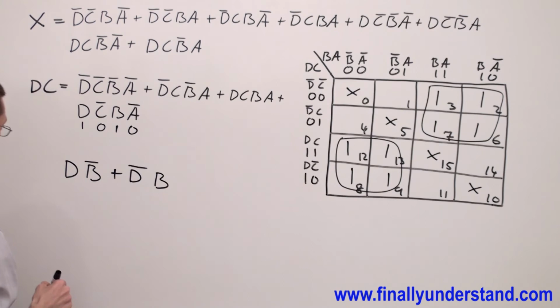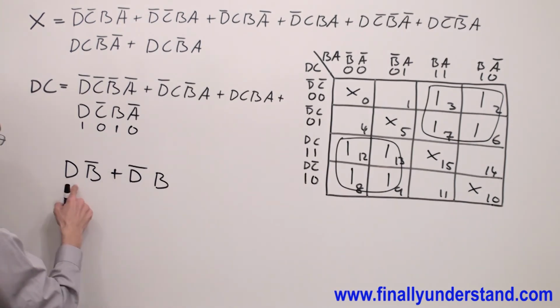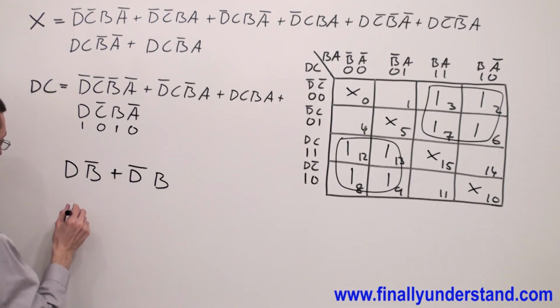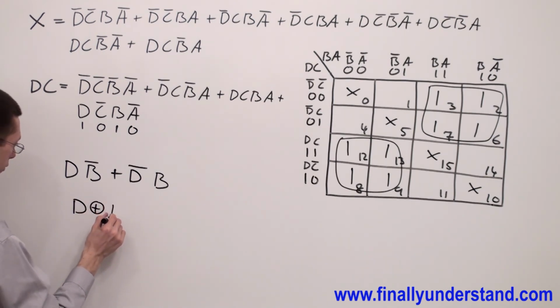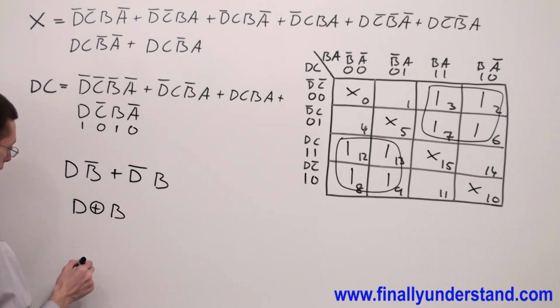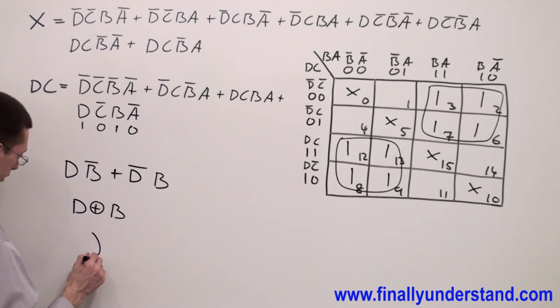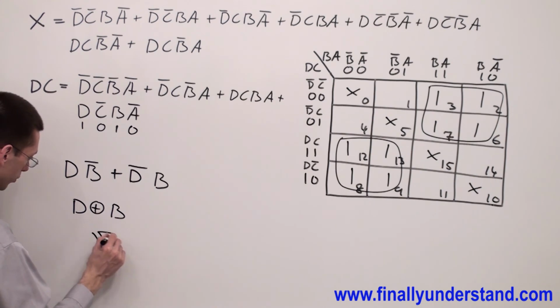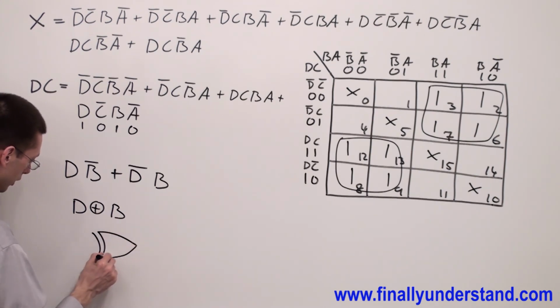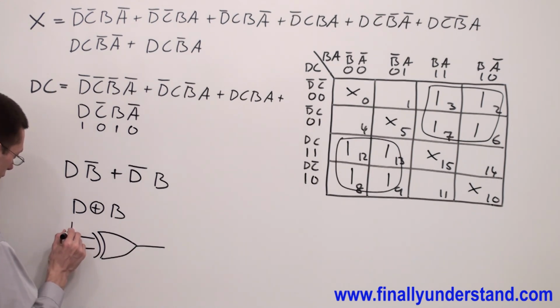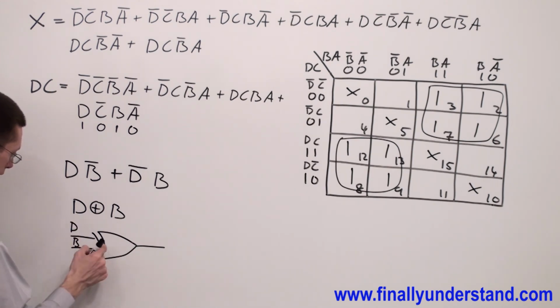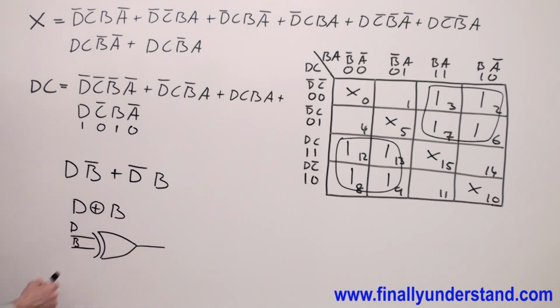As you can see, this is exclusive OR. So I'm going to write this as D exclusively ORed with B. And if you want to implement it, this is simply a 2 input exclusive OR gate with inputs D and B. These are the solutions to my problem.